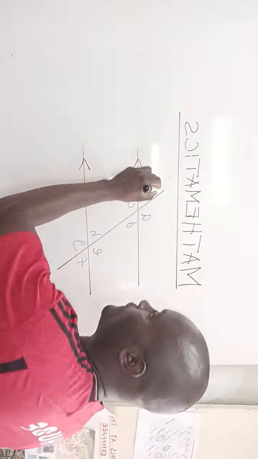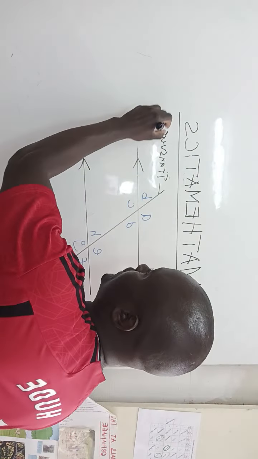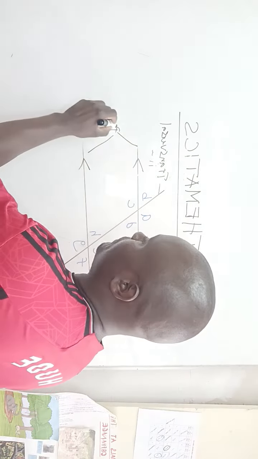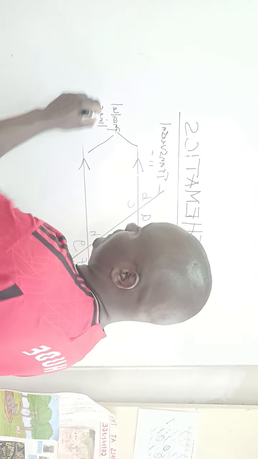Now, with these parallel lines, there's a line that crosses through the two lines or the three lines. That line is called a transversal line. A line that crosses through the parallel lines is called a transversal line. These two lines are what we call parallel lines that will never meet.